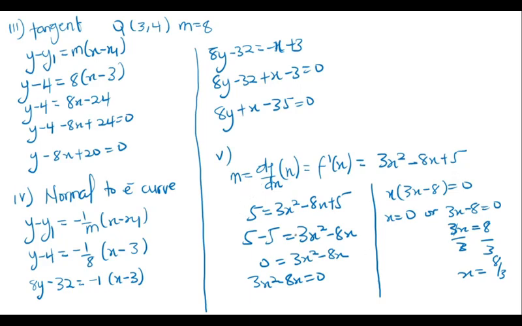So the values of x for which the gradient m will be 5, as I've written over here, will be what? x is either equal to 0 and x is equal to what? 8/3. So it means for us to get a gradient of 5, x has to be what? 0 or what? 8/3. So thank you so much for watching. This is how we calculate the gradient, tangent and normal to a curve.